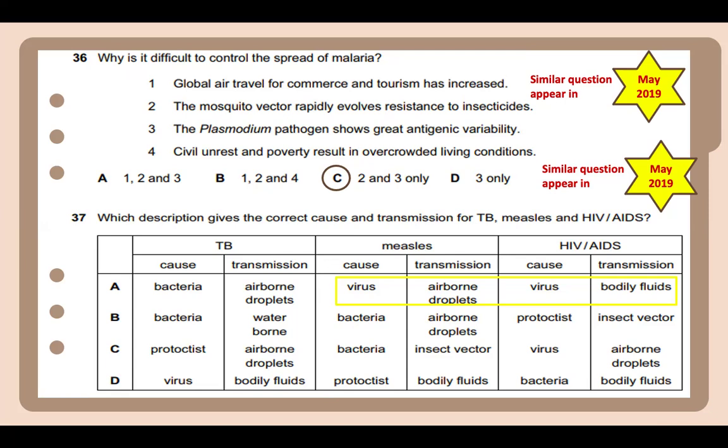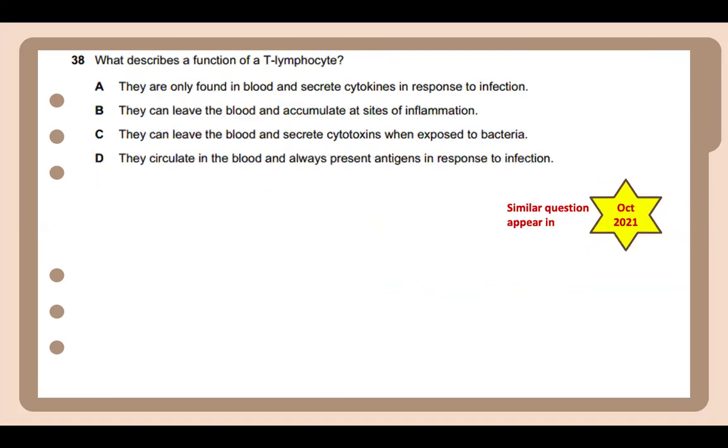Which description gives the correct cause and transmission of TB, measles, and HIV/AIDS? This is also a similar question, appeared in May 2019 for measles and HIV/AIDS. The answer is A. TB caused by bacteria, transmission through airborne droplets, measles caused by virus, transmission through airborne droplets, HIV or AIDS is caused by virus, and transmission through bodily fluid.